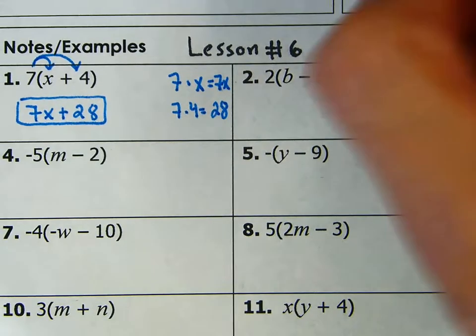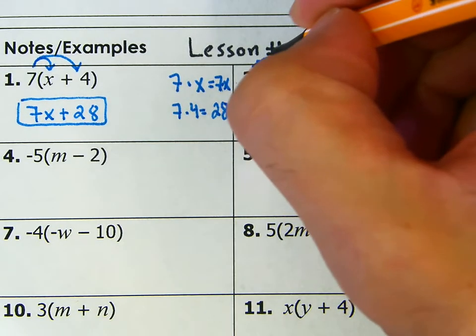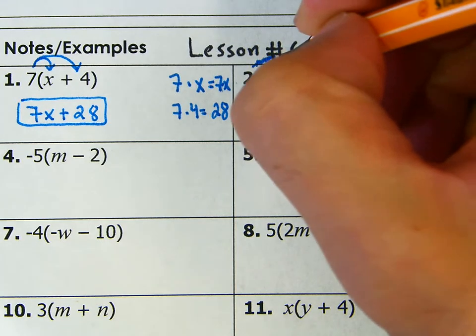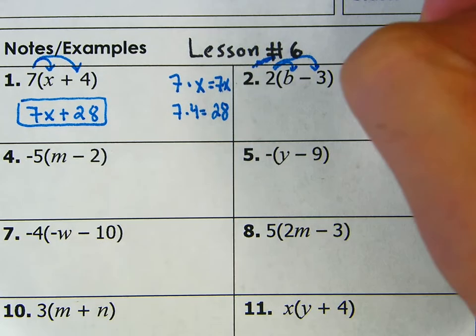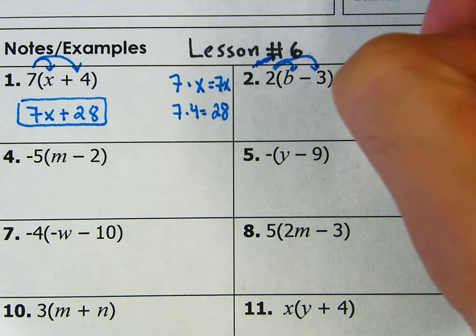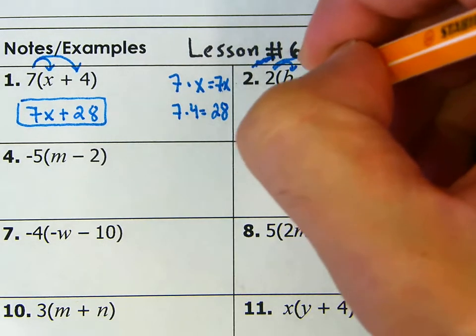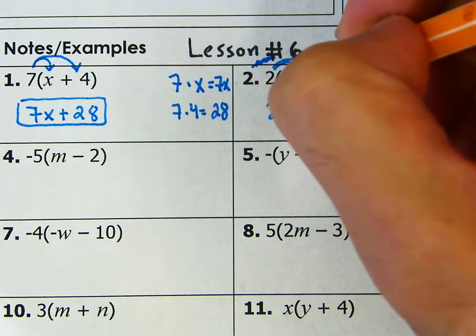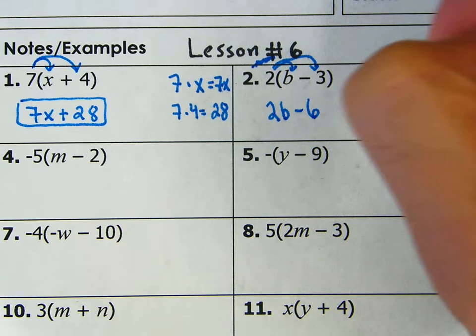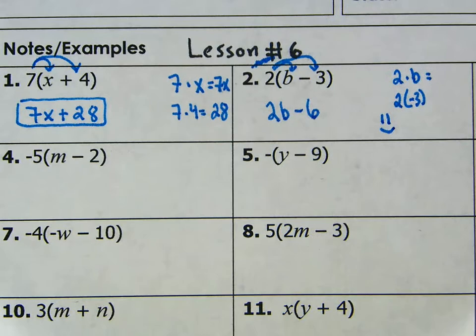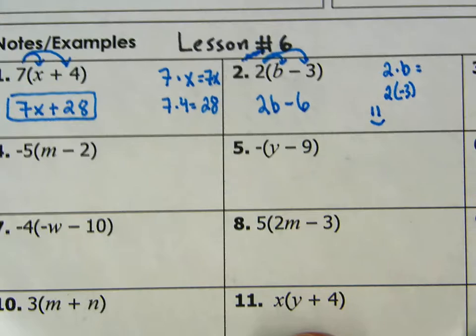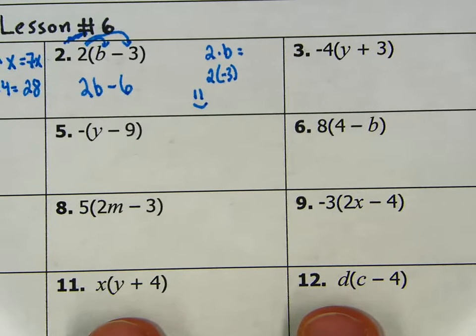Okay, next one. What do you do? This is going to be 2 times b, 2 times negative 3, right? What's 2 times b? That's just 2b. 2 times negative 3 is negative 6. Look at that. You know how to do this. You don't need my help. Let's try the next one.